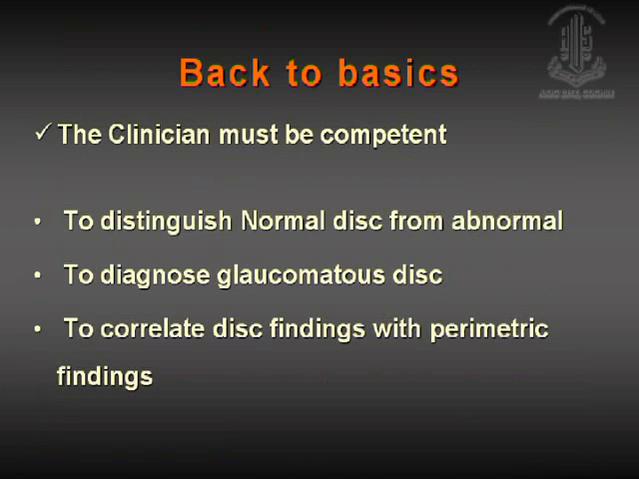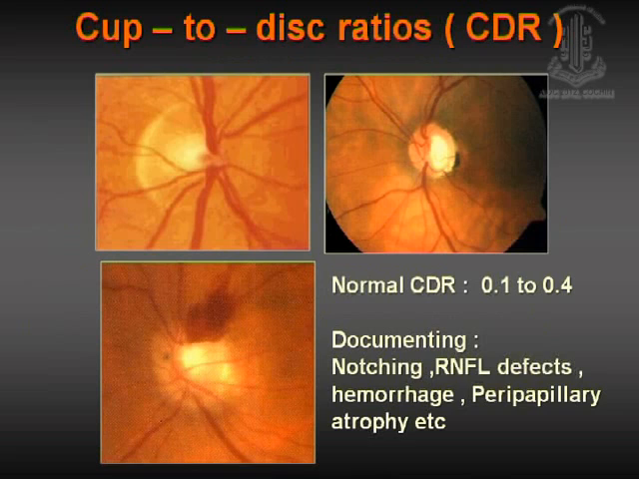The clinician must be competent to distinguish a normal disc from abnormal, to diagnose a glaucomatous disc, and to correlate disc findings with perimetric findings, which is very important. Vinay has already covered the CD ratio, and a normal CD ratio is 0.1 to 0.4. It's important to document the size of the CD ratio, peripapillary atrophy and disc hemorrhage whenever you see a disc.